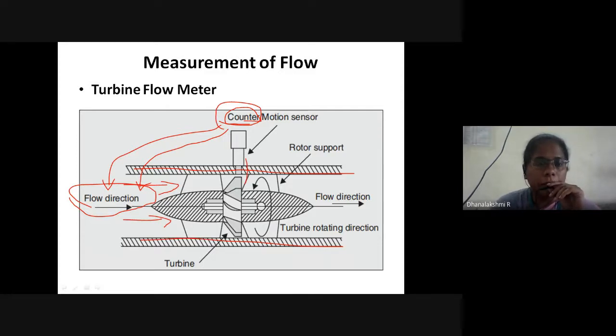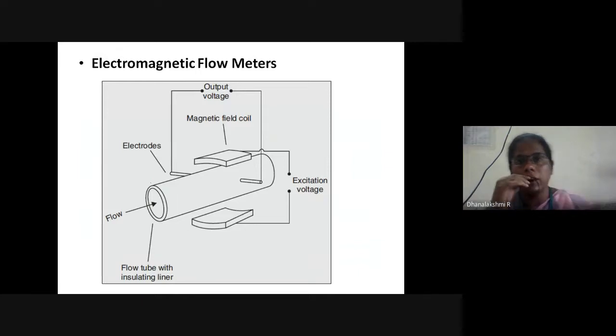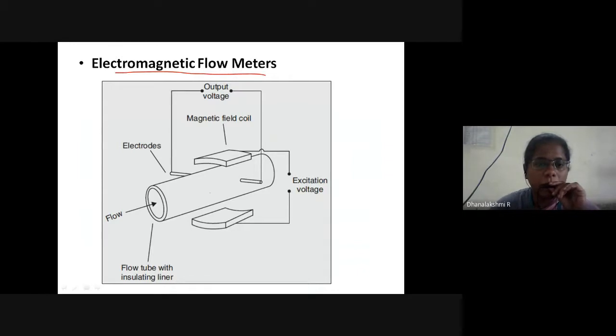Right. This is one type of meter. Now we'll go to the next type. The second type of flow meter is the electromagnetic flow meter. In this electromagnetic flow meter, this is how the setup will be.